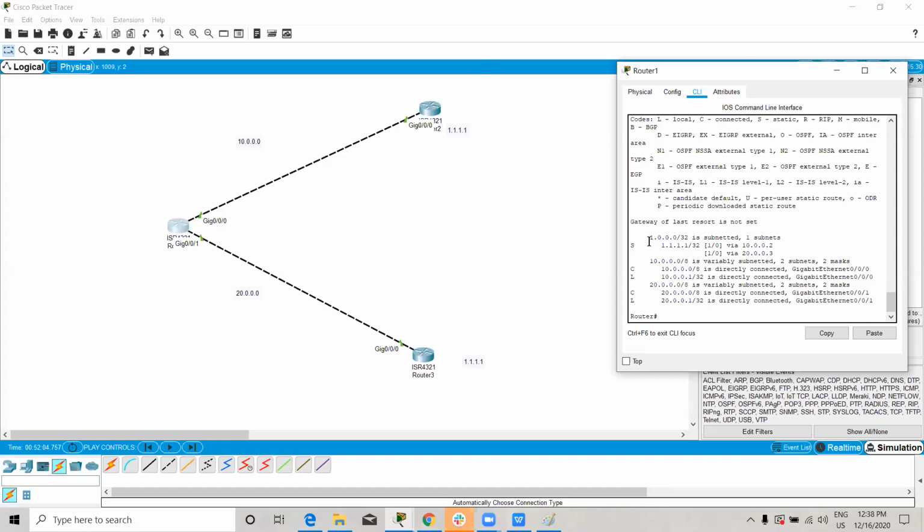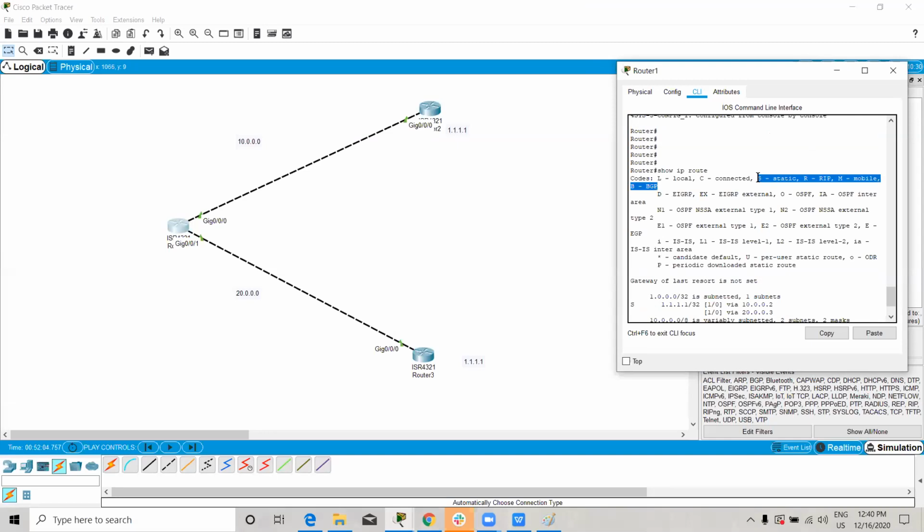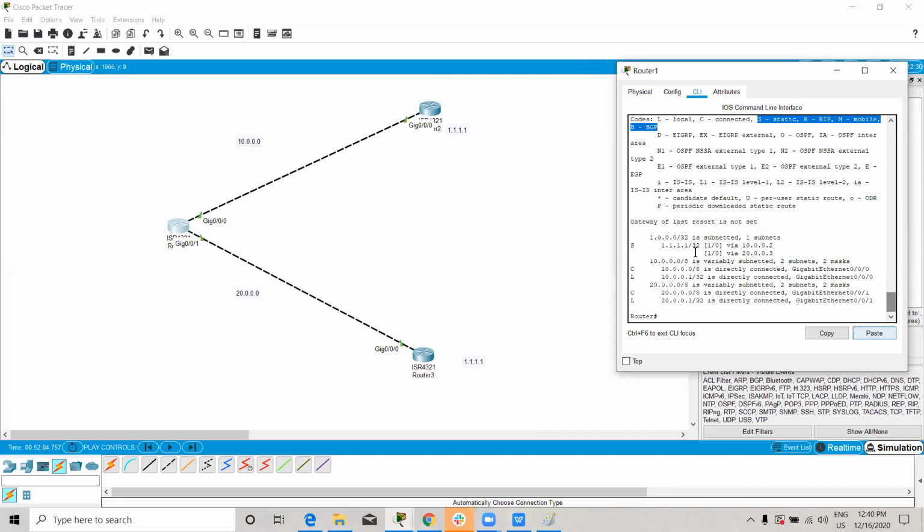So in the routing table, we see this. Our destination is 1.1.1.1/32, connected by S, meaning static routing. One is our AD value, zero is our metric. By default, the AD value of static routing is one and the metric is always zero. One route for 1.1.1.1 is via 10.0.0.2, and the second route is via 20.0.0.3. It means for one destination we have two paths available, so it performs load balancing by default. It divides the packets on both paths.